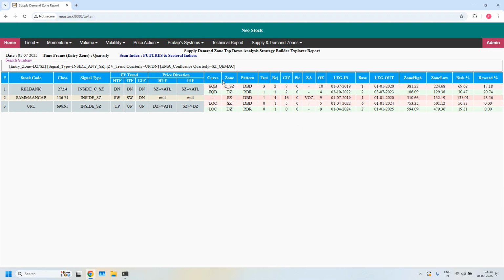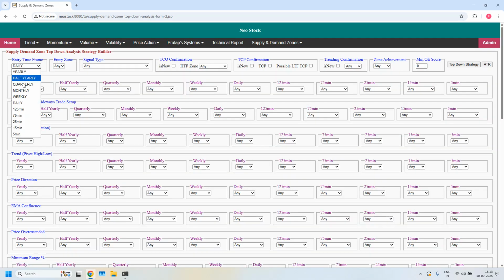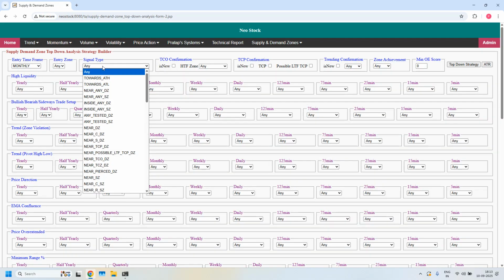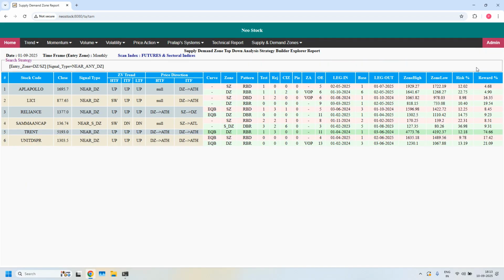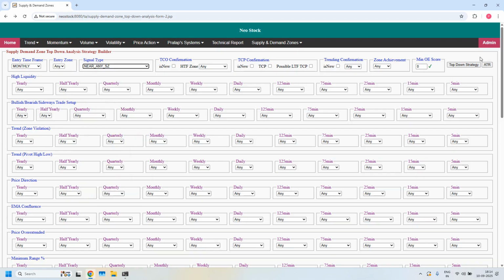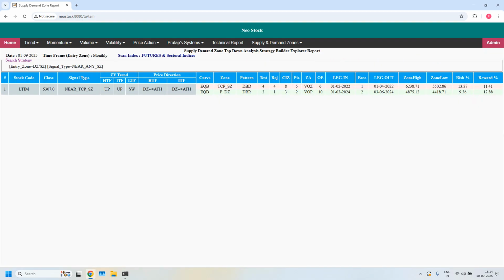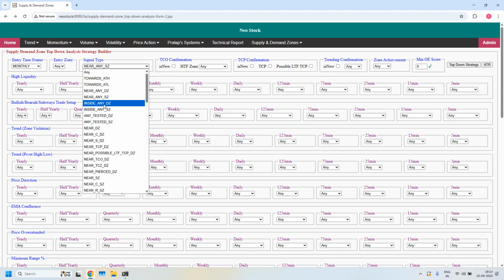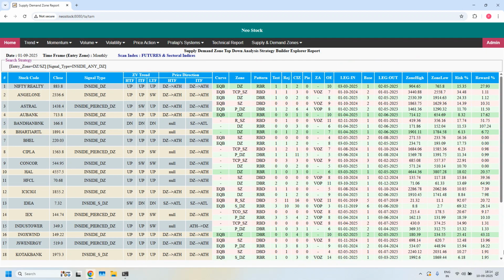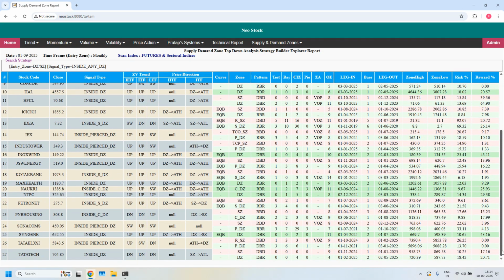Next time frame is monthly. Stocks near the monthly demand zone, we got 6 stocks. Next, stocks near the monthly supply zone, we got 1 stock. Next, price closed inside the monthly demand zone, we got first 18 stocks. Scrolling the list down, we got 27 stocks.